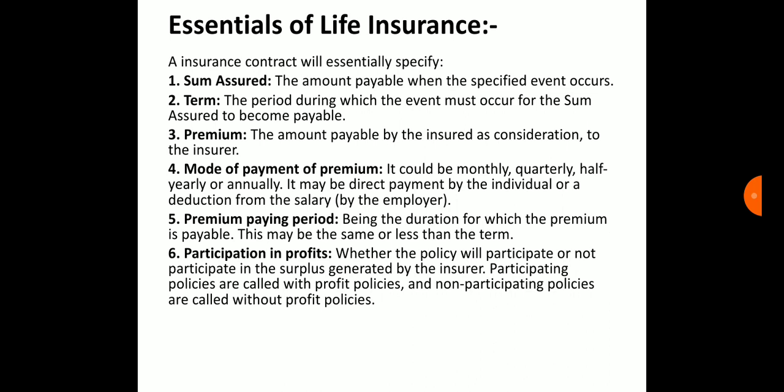Essentials of life insurance. An insurance contract will essentially specify, first, sum assured, the amount payable when the specified event occurs. Second, term, the period during which the event must occur for the sum assured to become payable. Third, premium, the amount payable by the insured as consideration to the insurer.